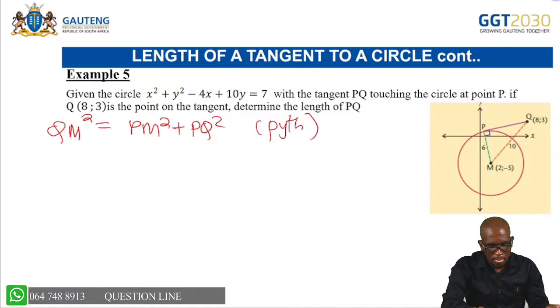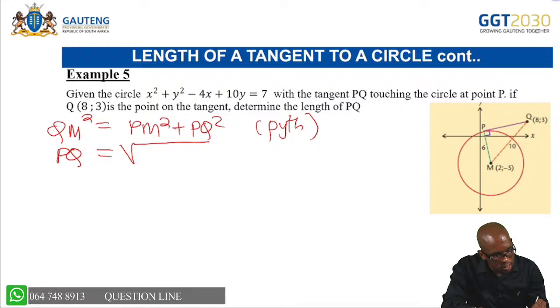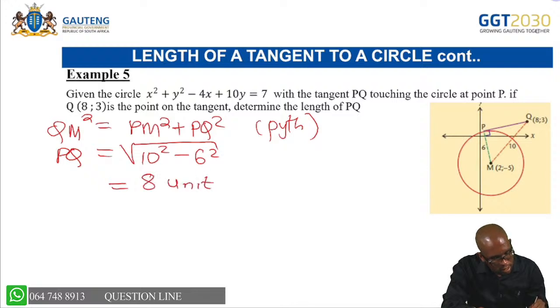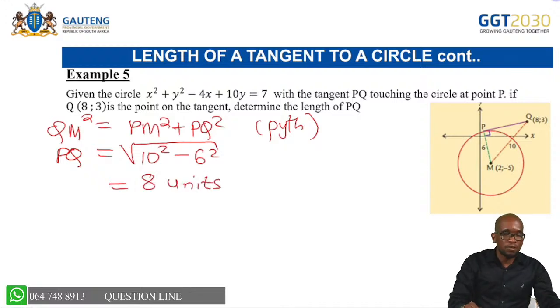Now moving on, what we can then do is work out PQ, which would be the square root of QM, 10 squared, minus 6 squared. So 10 squared minus 6 squared gives us 8 units. So PQ would be given by 8 units. Right, moving on.